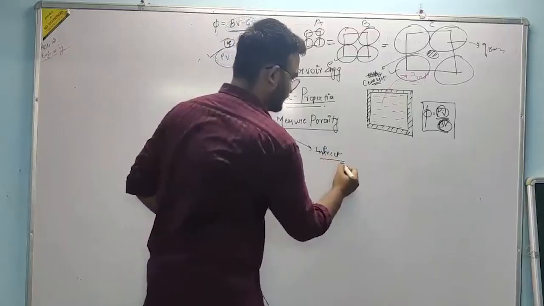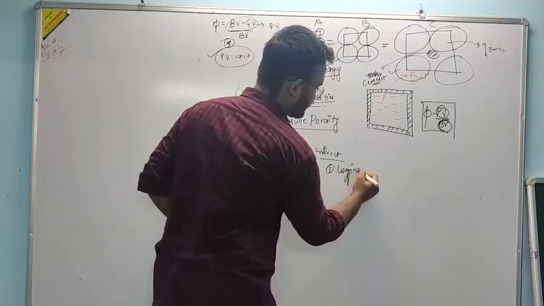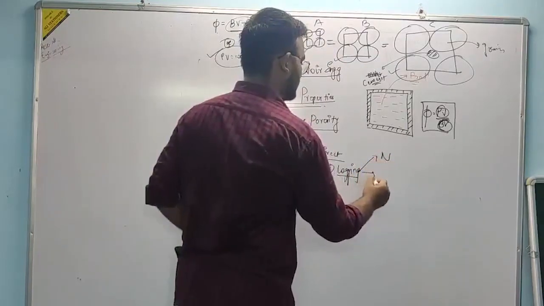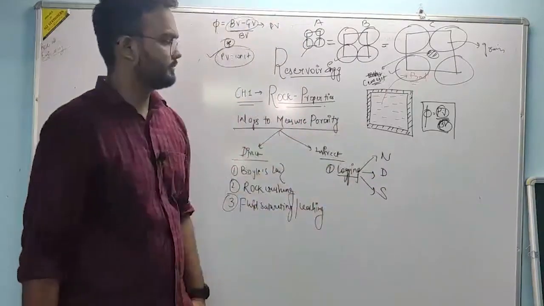So indirect parameters, they involve logging. Which log gives you porosity? That can be a common question. Neutron logs, density logs, sonic logs. How they give you porosity?